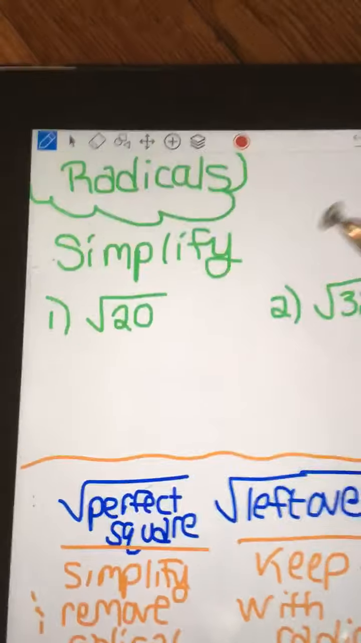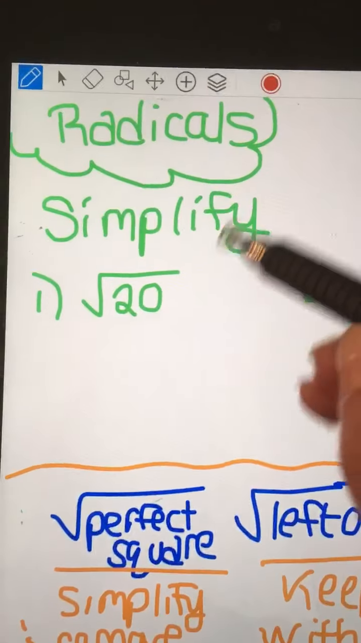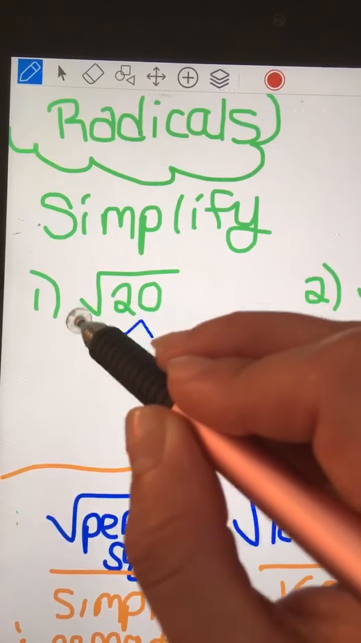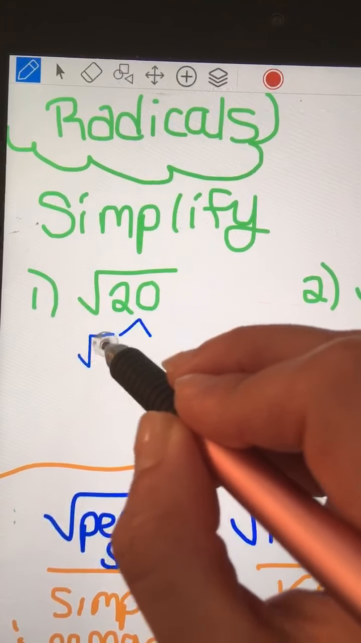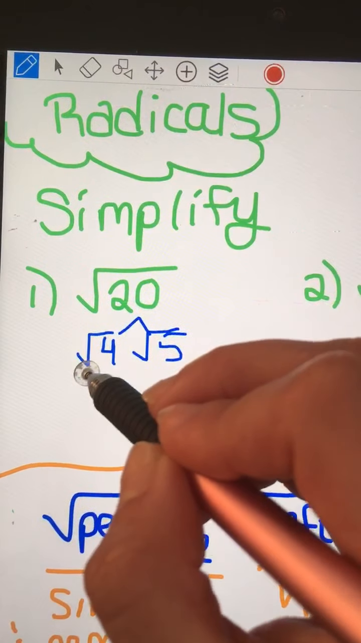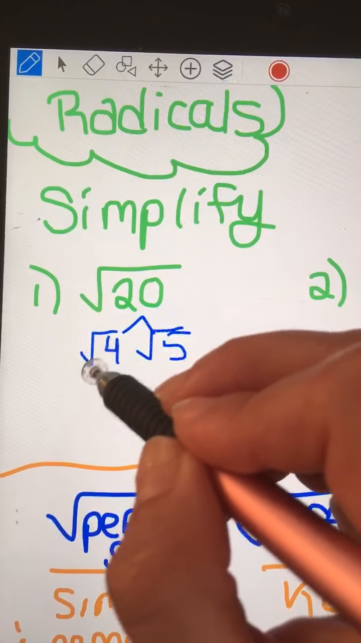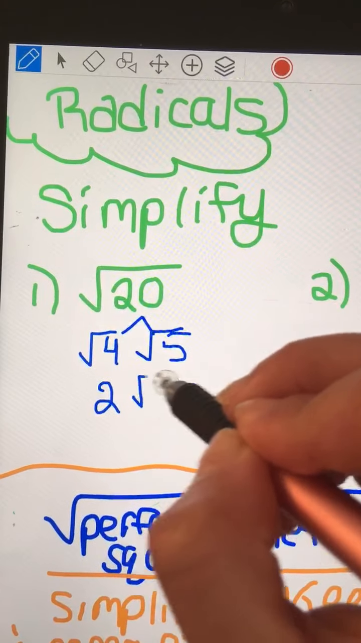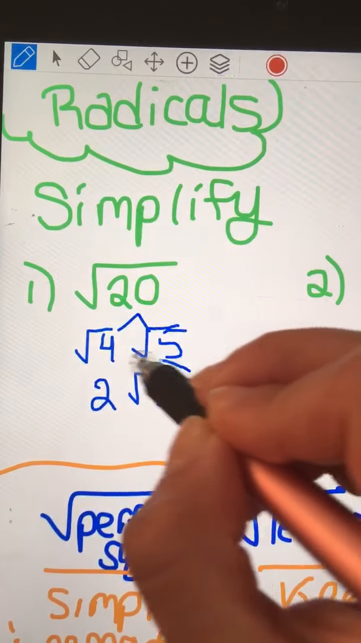So remember I said knowing your perfect squares is important. So 20, we can rewrite it as the highest perfect square that fits into 20 is 4. So it would be radical 4 times radical 5. Then this part will simplify. The square root of 4 is 2. So simplify and remove the radical, and then leave your radical here, 2 radical 5.